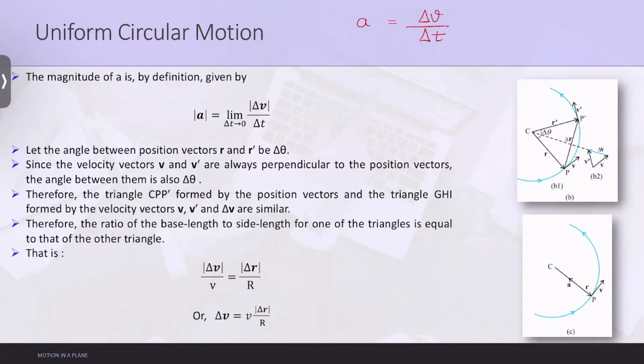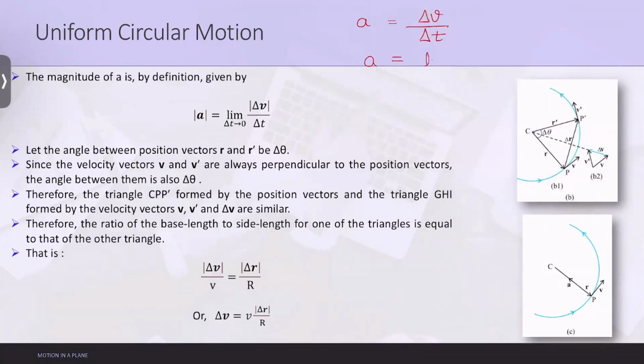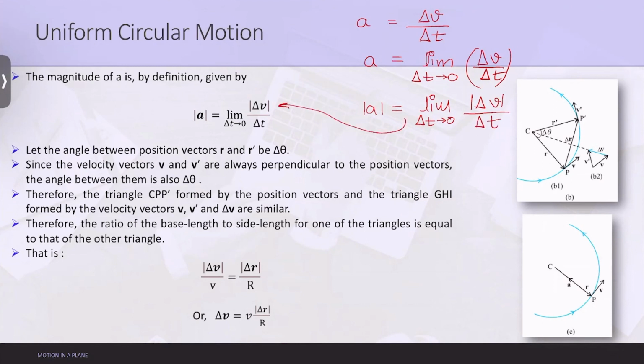Correct? Now if we are trying to find the limit when delta T tends to 0, then this average acceleration becomes instantaneous acceleration, and therefore this acceleration is equal to the limit as delta T tends to 0 of delta V by delta T. So we are trying to find the mod: mod A is equal to the limit as delta T tends to 0 of mod of delta V by delta T, and that is what has been written. Okay, so the magnitude of A is by definition given by delta V by delta T, limit delta T tends to 0. Now let us do some mathematical expressions here and try to find its value.